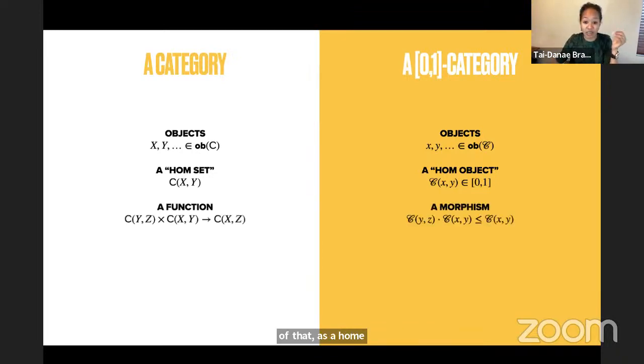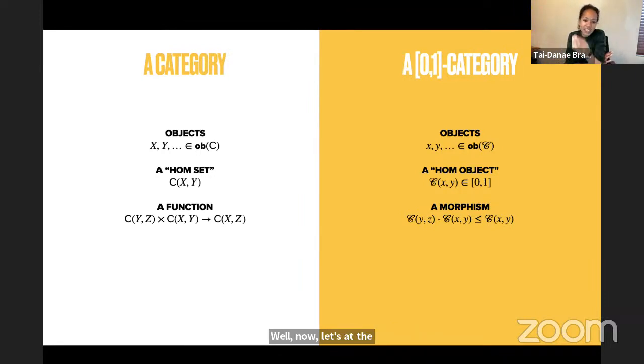Okay, what else does a 0-1 category consist of? Well, in normal category theory, we ask for composition, AKA, if I have a way to get from x to y and y to z, then I can compose them and get a morphism from x to z. Well, now look at the Cartesian product on the left-hand side.